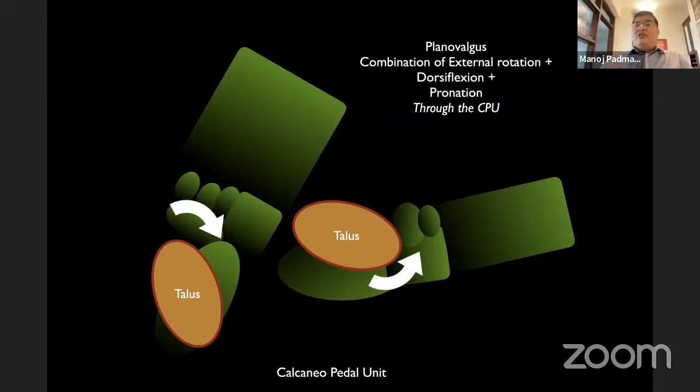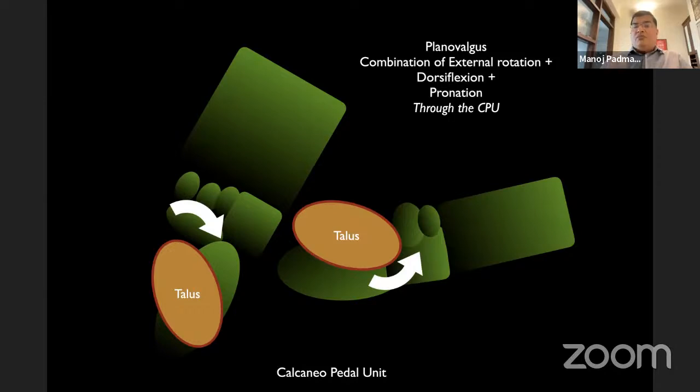So what exactly happens is a combination of external rotation. The foot moves externally in relation to the talar axis or the tibiotalar axis. There is dorsiflexion of the whole foot, and the forefoot also gets pronated. And all of this happens through the calcaneopedal unit. So it's a composite movement which happens in all three planes. The axis of this movement is not in one plane. It's not a true coronal plane, not a true sagittal plane. It's a composite movement. So that's what you need to understand.